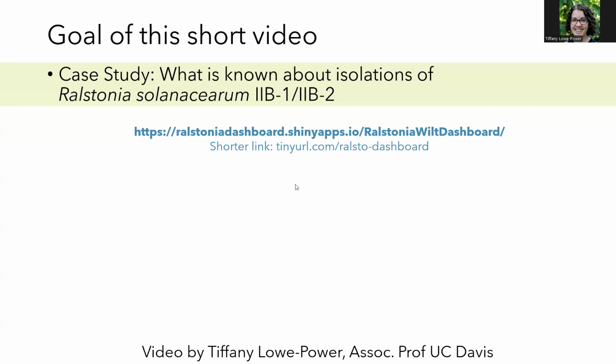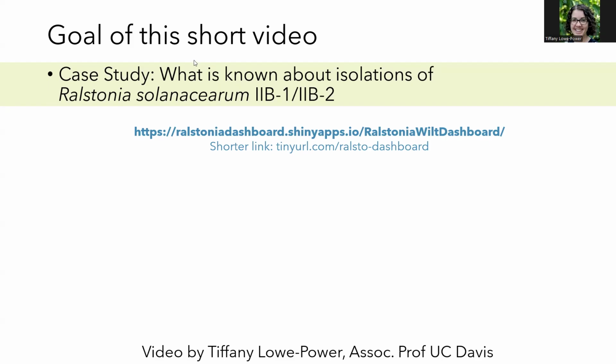The goal of this video is to show a case study of how to use the Ralstonia Diversity Dashboard. This is hosted on a Shiny Apps server, and there is this longer URL that you can type in, or this URL shortener that goes directly to that same location. This case study is focused on sequevar 1 and sequevar 2 of phylotype 2 within the Ralstonia solanacearum species.